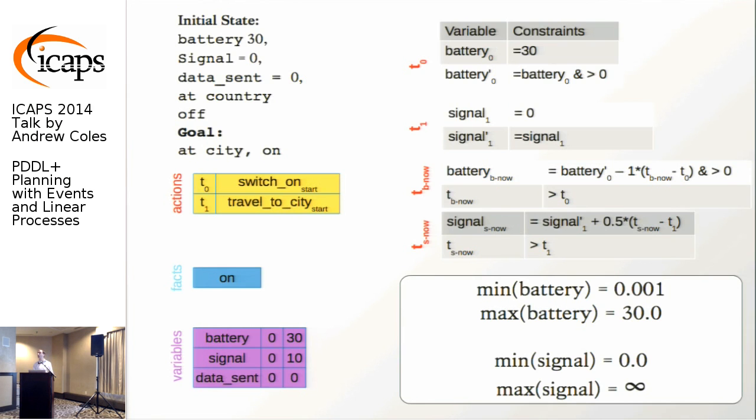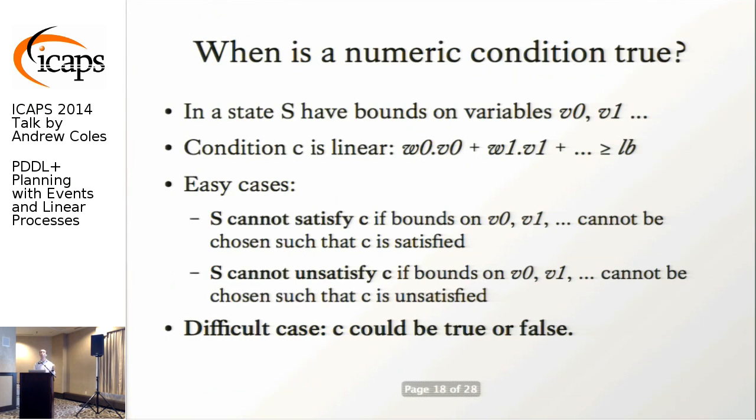Is this process actually going to happen? Well, let's generalize it. If we have these bounds, what can we say about a numeric condition? So in our state, we have bounds on variables, and our conditions are linear. So we're working with a linear program, so everything we express is linear. We have some weighted sum of variables is greater than or equal to some lower bound.